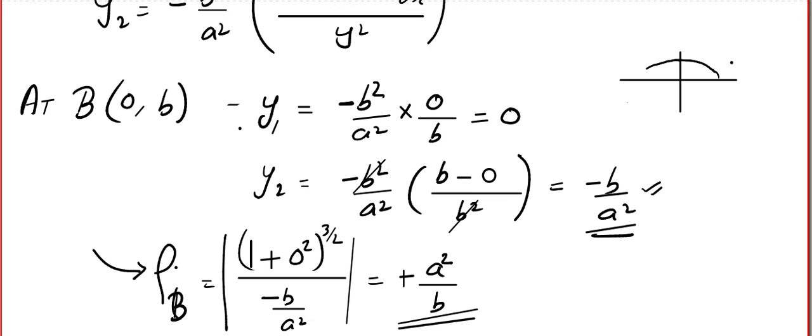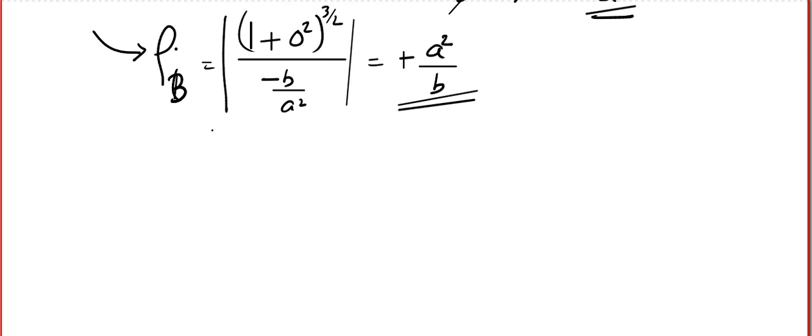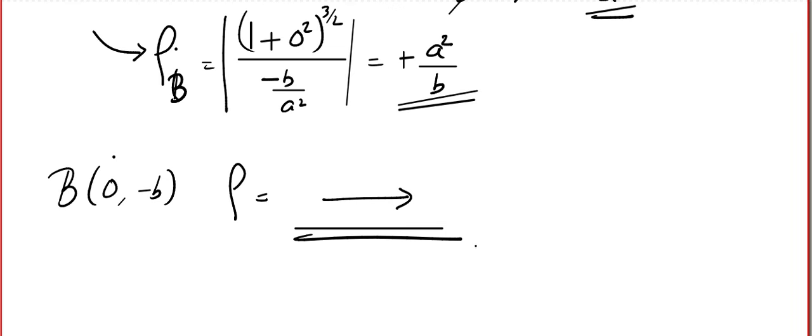See, it works. The bending is negative. Now we have to calculate at the other point. So at (0, -b), the radius will be something similar. You give it a try. Anyway, the answer is a square by b.